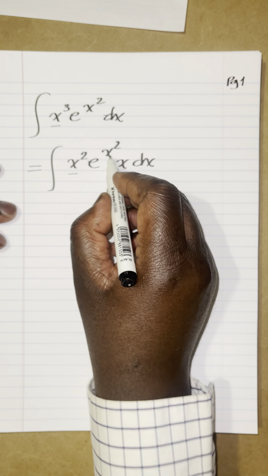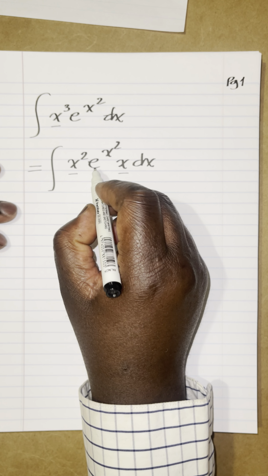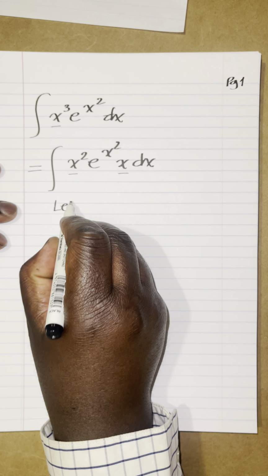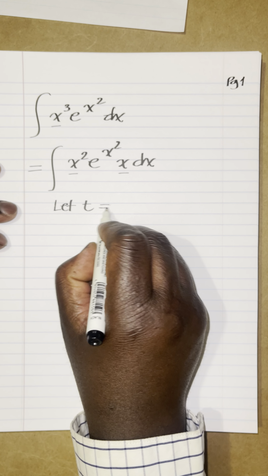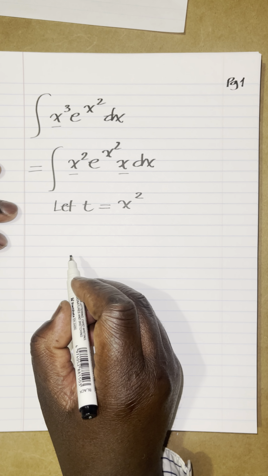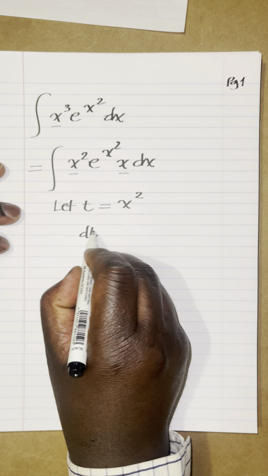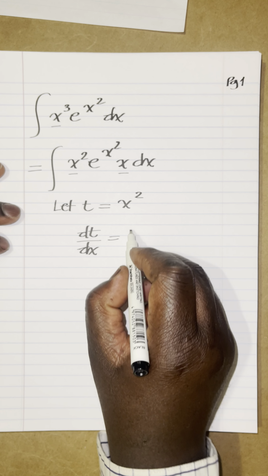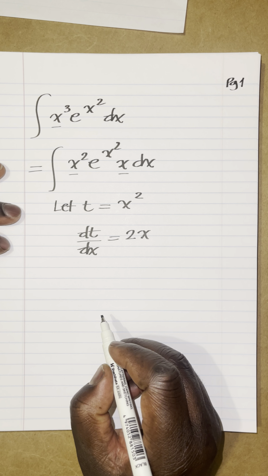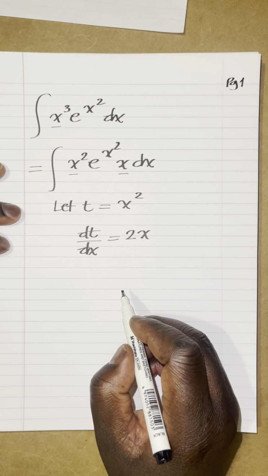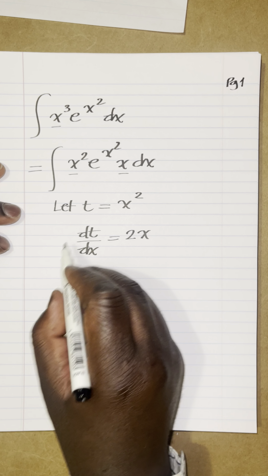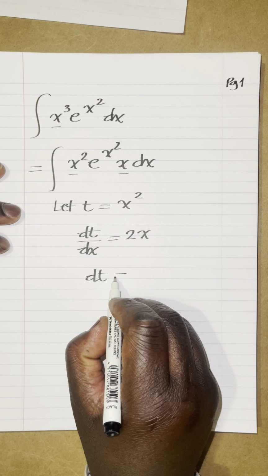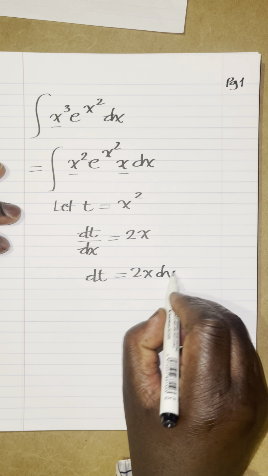But now we have x squared as a power of e, so we're going to let t be equal to x squared. So let t be equal to x squared, and so dt/dx, you agree with me that we use the power rule here: 2x. Multiply and reduce power by 1, power rule. At this point, I'm going to multiply both sides by dx. I'm going to get dt is equal to 2x dx.